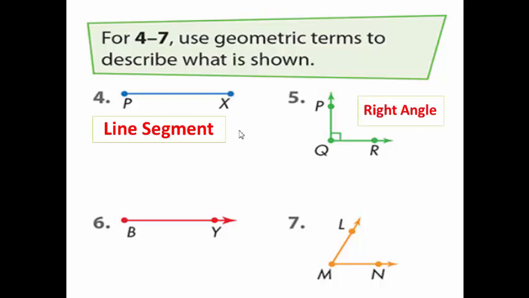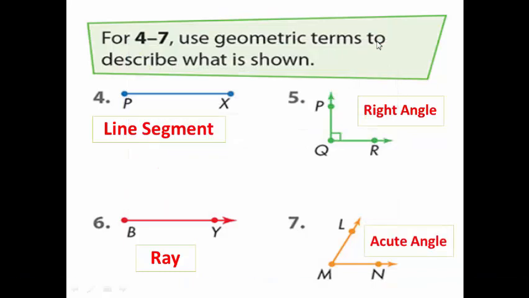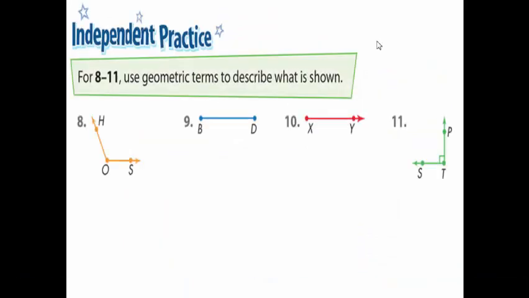Right angle. Here, what do you call this shape? Yes, ray, perfect. Here, number 7, I have this angle, but is this angle more than the right angle, more like this, or less? Yes, perfect. It's less than the right angle. We call it acute angle. Let's move to questions number 8, 9, 10, 11.